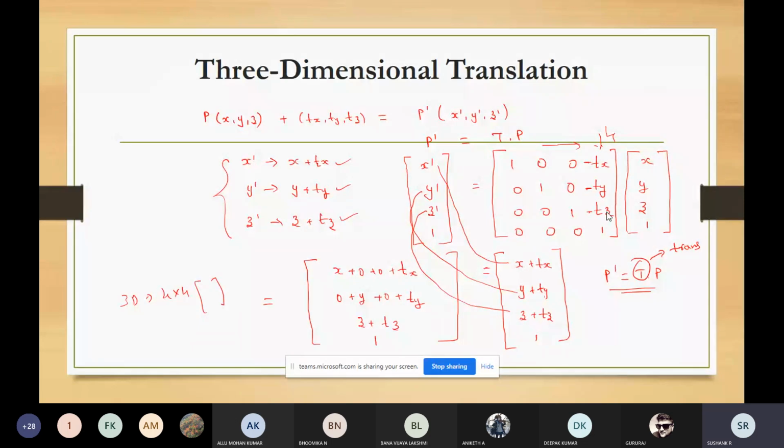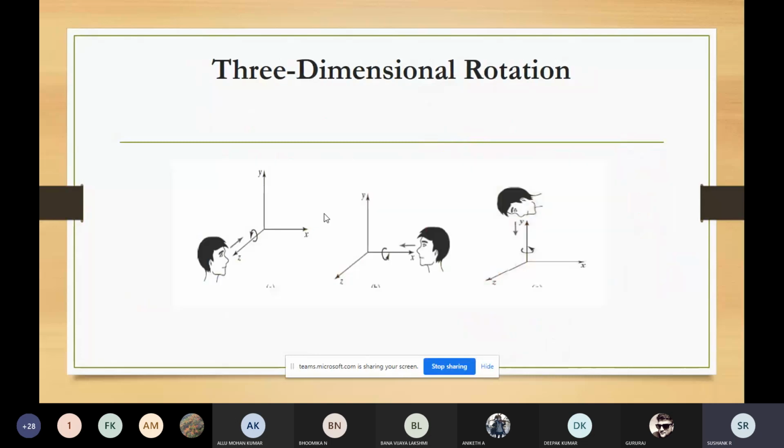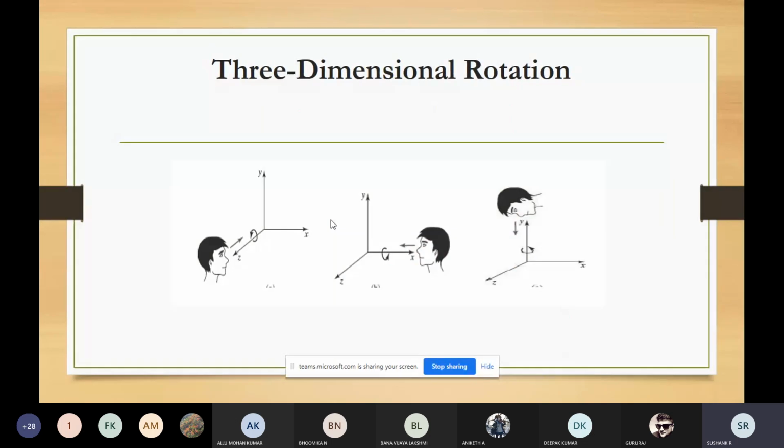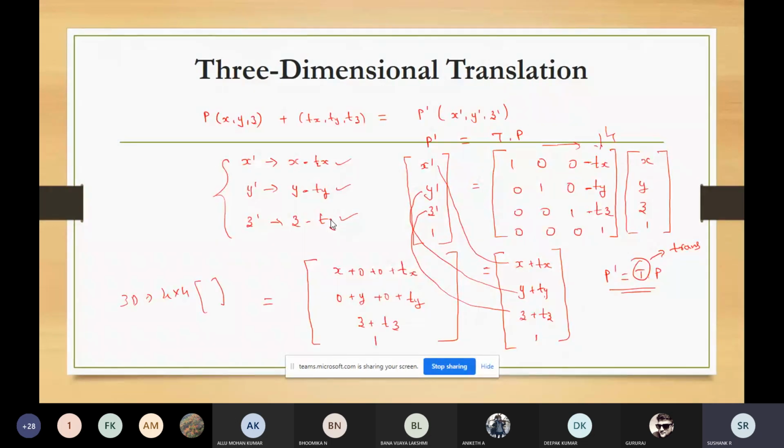So in the equations also, for inverse translation, x dash is equal to x minus tx, y dash is equal to y minus ty, z dash is equal to z minus tz. So this is how the inverse translation works.